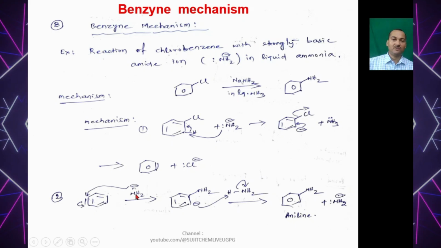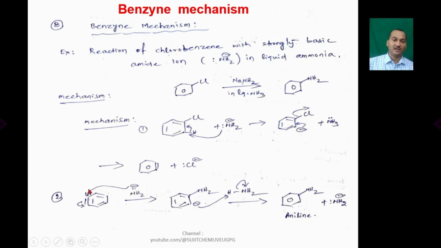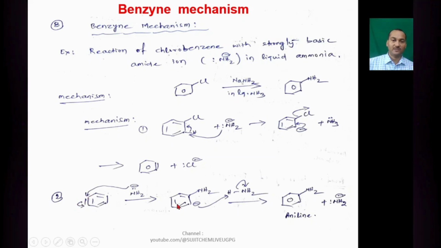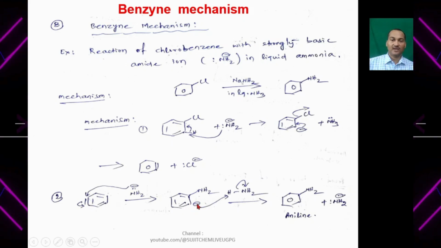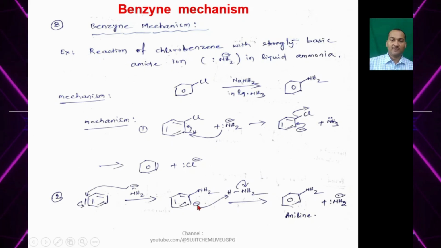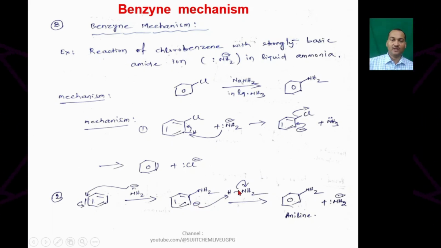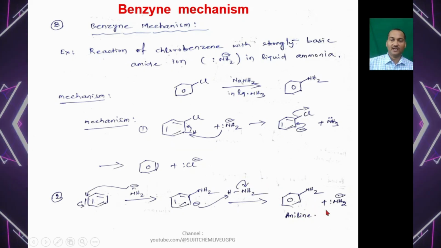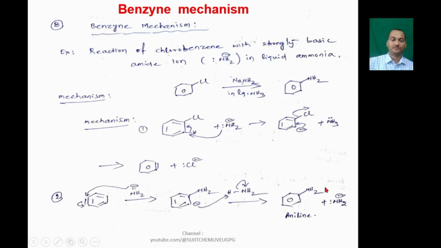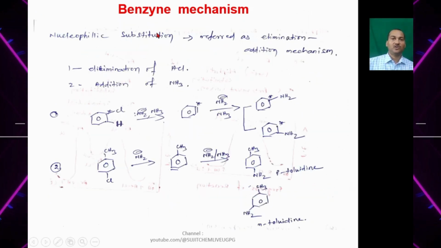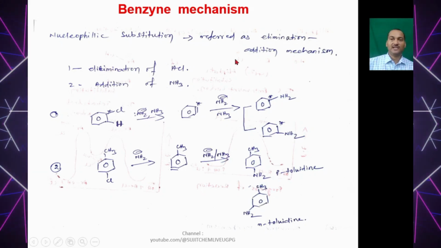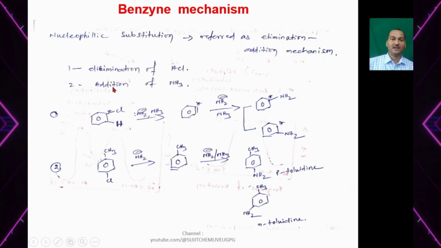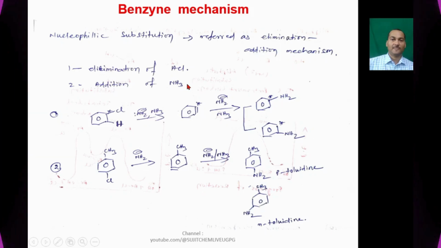So in the next step, what would happen? NH2 minus will attack one side of benzyne, and this pi bond will break on this carbon. So you can have this carbanion. This carbanion would take the proton from ammonia, and this HN bond will break on NH2. So you can have aniline plus NH2 minus. So the nucleophilic substitution is referred to as the elimination and addition mechanism. So the first step is elimination of HCl and the second step is addition of ammonia.